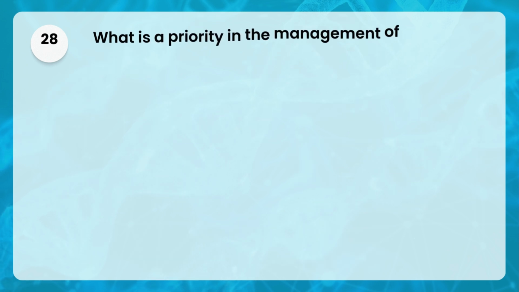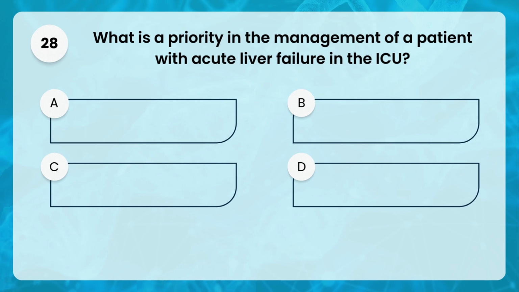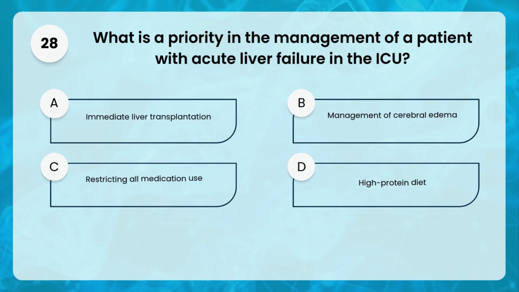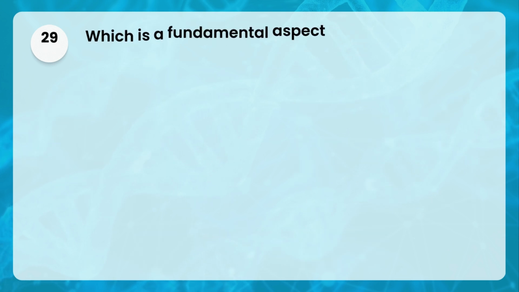Number 28. What is a priority in the management of a patient with acute liver failure in the ICU? A. Immediate liver transplantation. B. Management of cerebral edema. C. Restricting all medication use. Or D. High-protein diet. The answer is B. Management of cerebral edema.